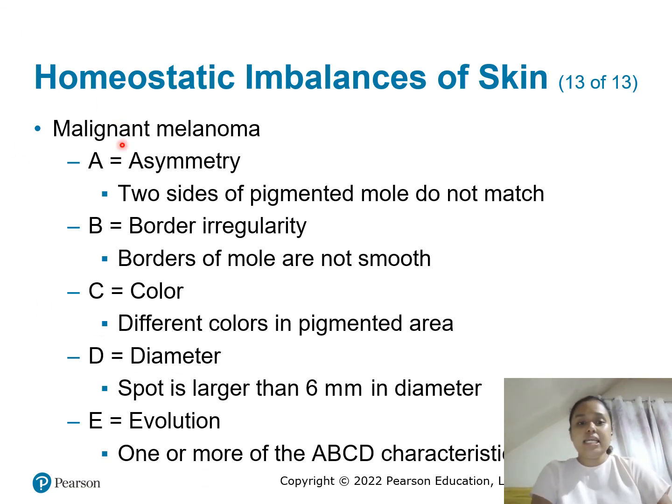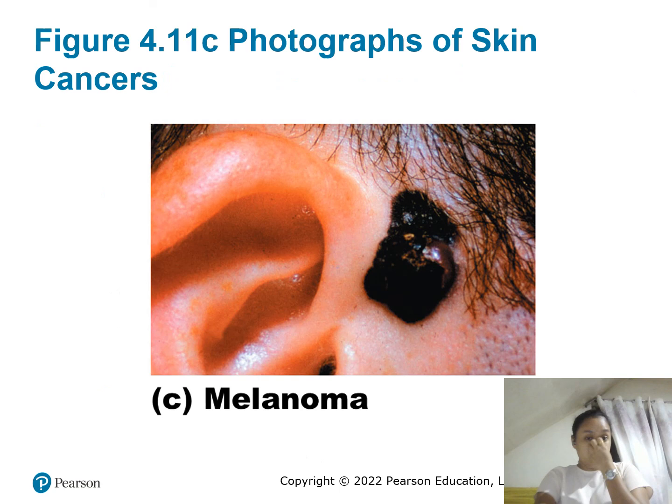A, B, C, D, E: asymmetry, kambang ang alum, hindi regular ang borders, lain-lain ang colors, kadako sang alum, it's more than 6 millimeters, kag naga-evolve siya over time, like nagadako siya, or nagalain ang tsura, nagalain ang color. So, amo na siya, that's what you mean by everything. Okay, so amo na. This is a malignant melanoma.